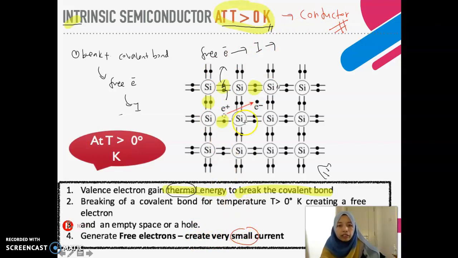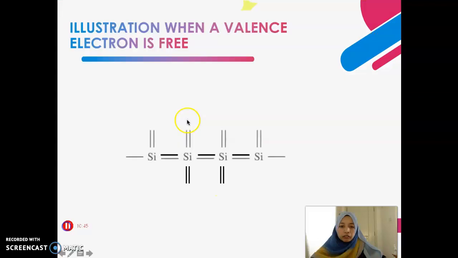So why are we saying very small? Because it is difficult to break the covalent bond. You need to apply a very high heat here. So it will create only a small current. Okay, so let's see some illustration here.